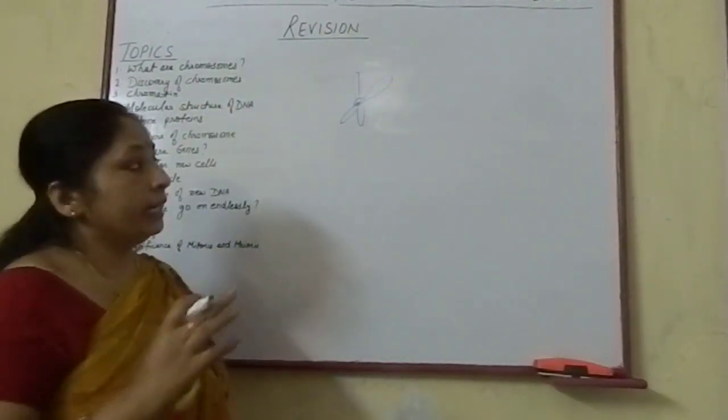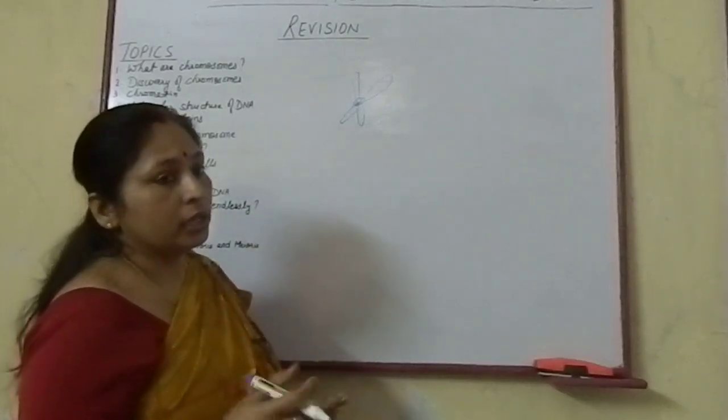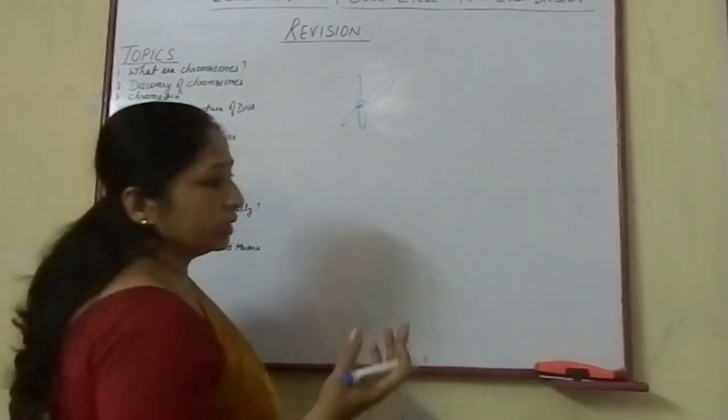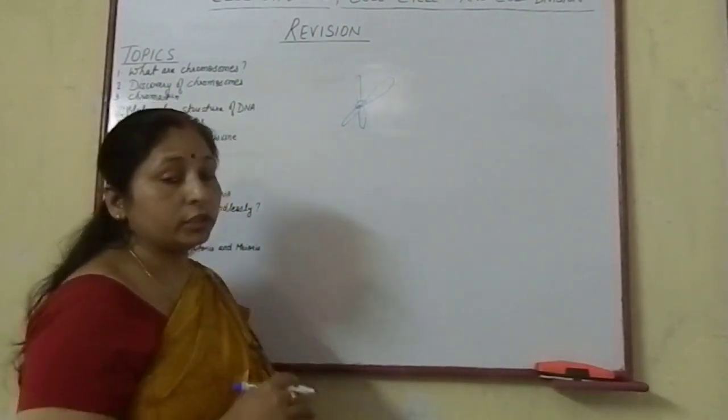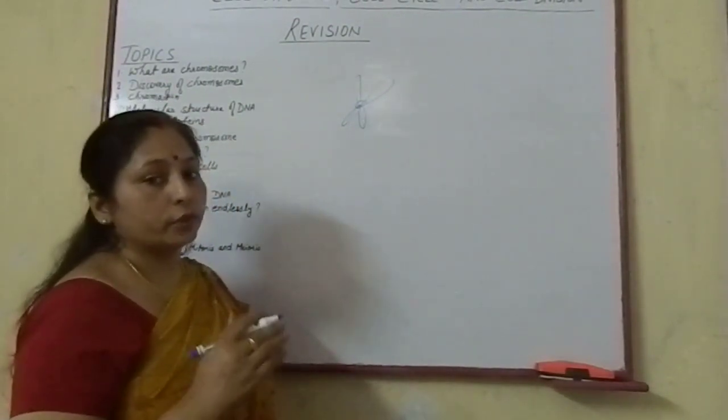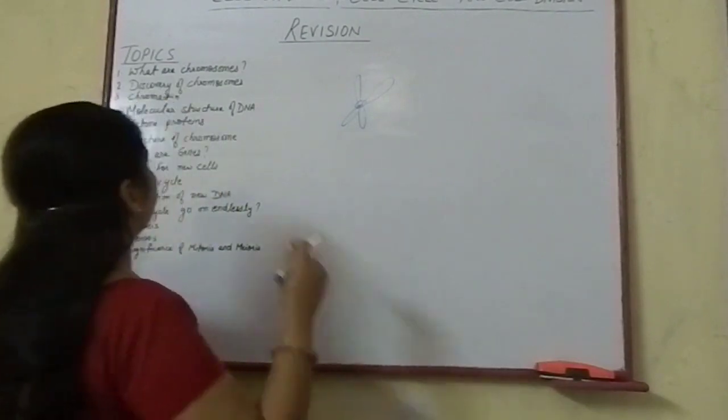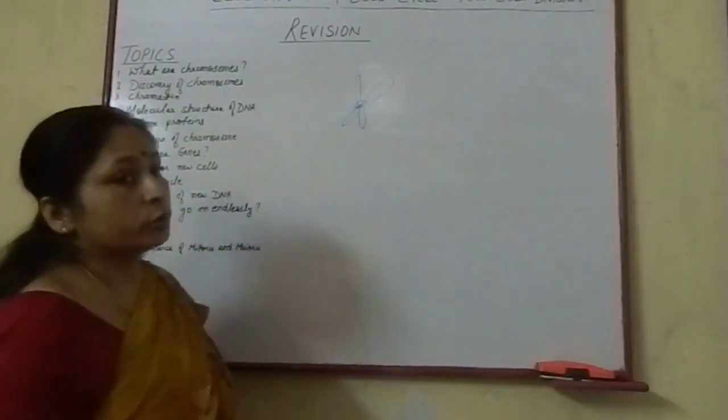Chromosome contains the genetic material. It is present inside the nucleus. It contains the genetic material, the DNA, which is responsible for the transmission of characters from one generation to another.